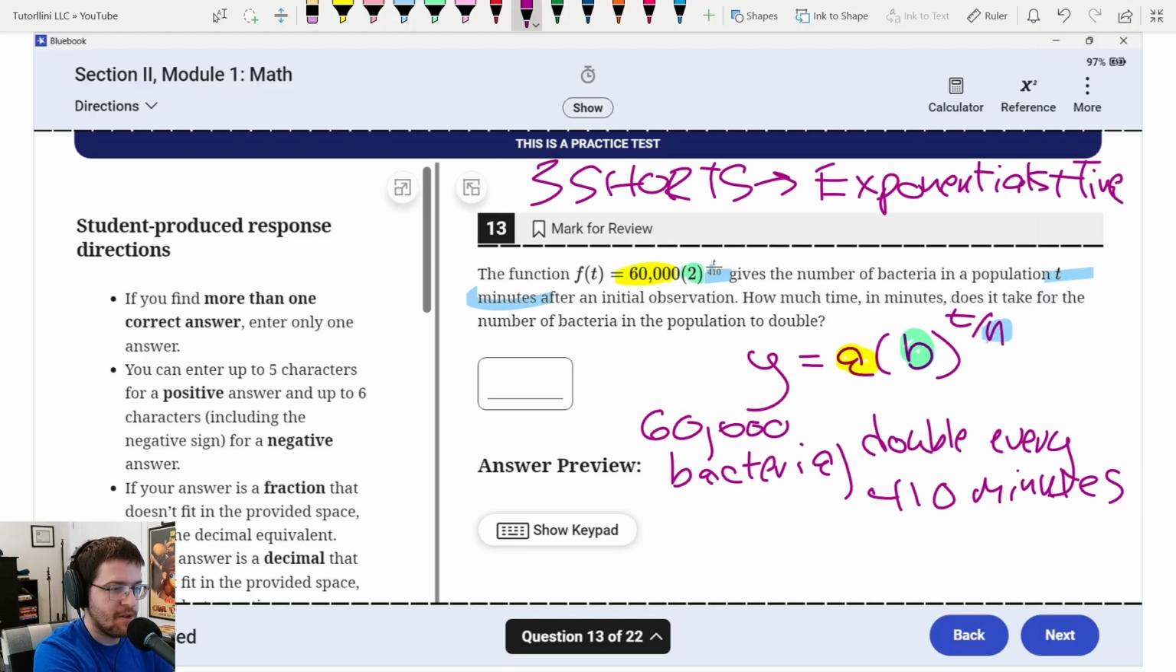Now let's look at the question. How much time in minutes does it take for the number of bacteria to double? Okay, so it wants it in minutes. How long does it take to double? Well, we wrote that down. It's already just 410 minutes. You see, we weren't really expected to do anything with that function. They just wanted to make sure we understood what it was saying. All right, great. Let's keep going.